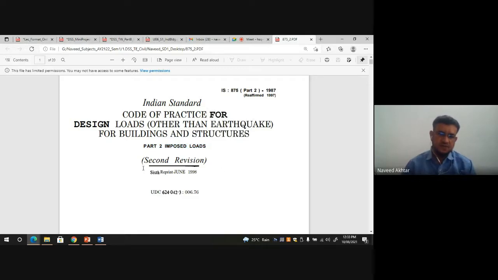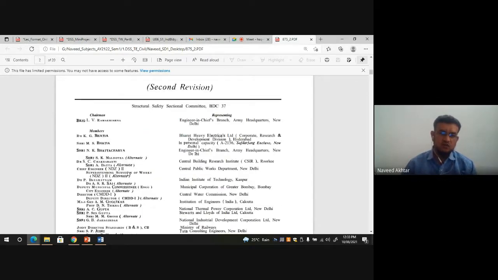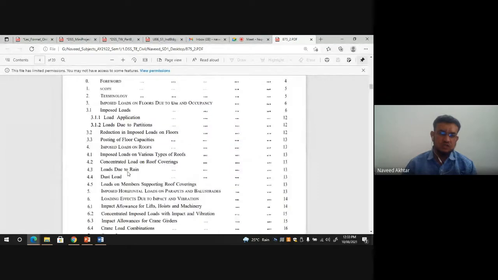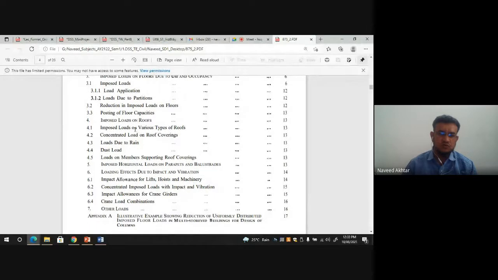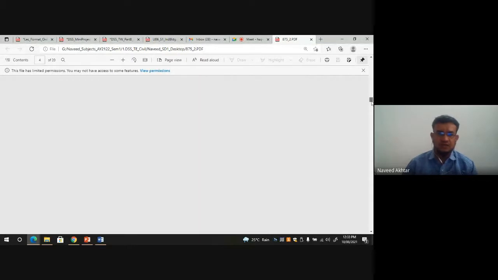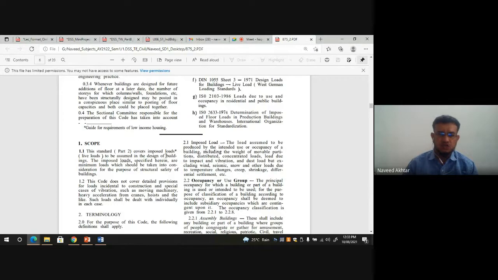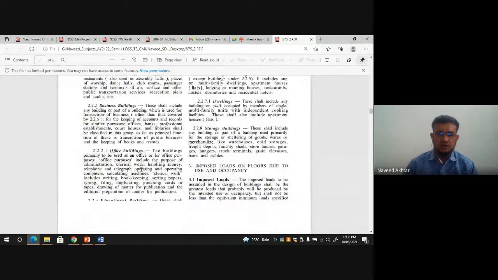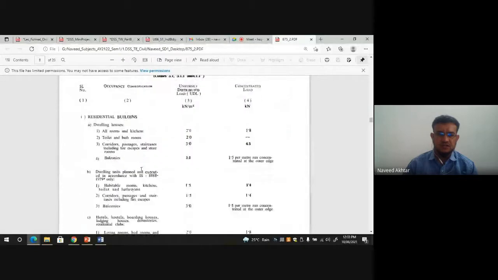Okay. So here different live loads are given in this code. For loads and application: imposed loads, loads due to partition, reduction of imposed load on the floor, posting of floor capacity, imposed load on the roof. Because we know the imposed load on the roof, we will go there. Page number 13 is there. You can go directly to page number 13. Other scope and all these things you can read on your own. Already this part is covered in class maybe.